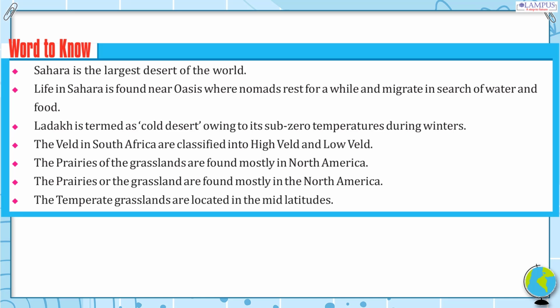The veldt in South Africa is classified into high veldt and low veldt. The prairies or the grasslands are found mostly in North America. The temperate grasslands are located in the mid-latitudes.